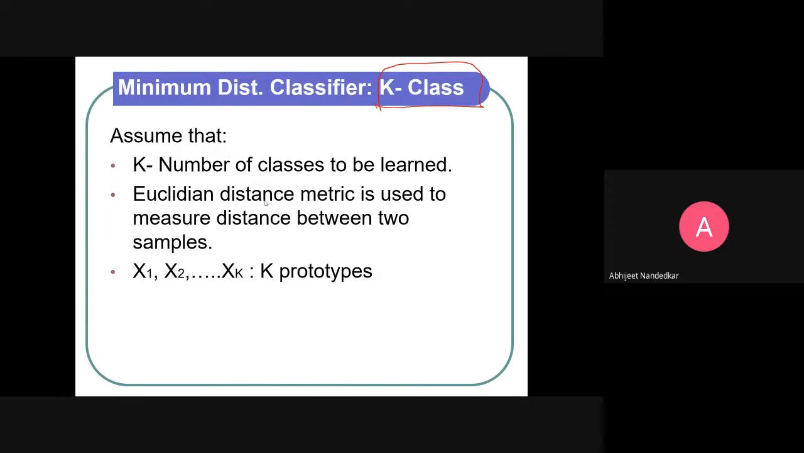So the thing is, from the minimum distance classifier, can I go for k different classes? Instead of 2, can I go for k different classes? So what we need to do is to find out k prototypes. In the previous method, x1 and x2 were found out based on data, so that I can solve a 2-class problem. Instead of that, now I am doing x1, x2 up to xk, so that I can classify the input into k number of classes.